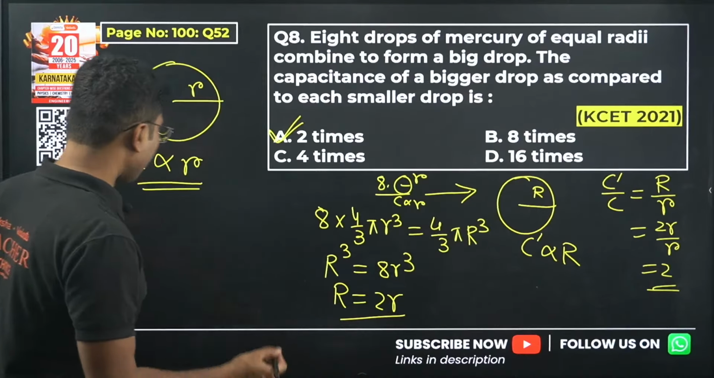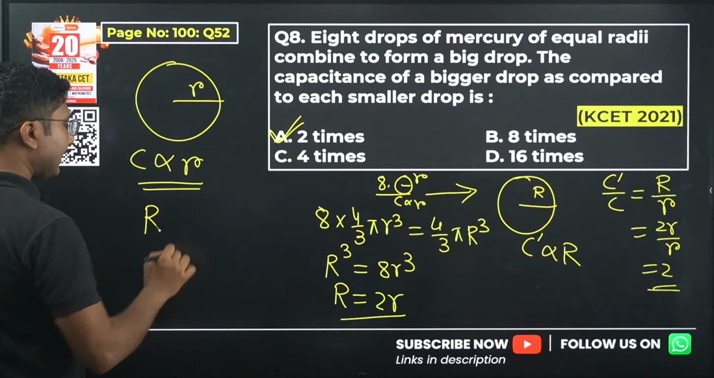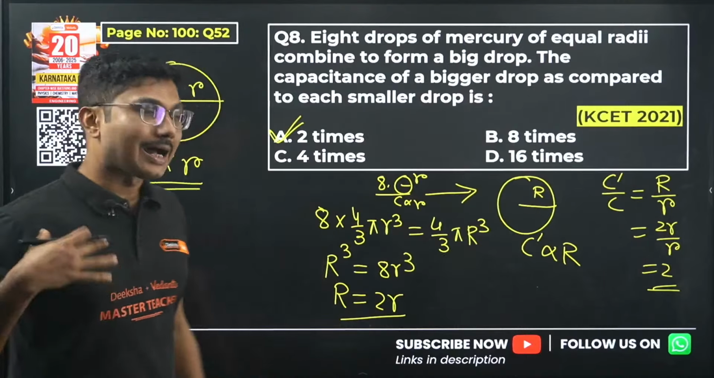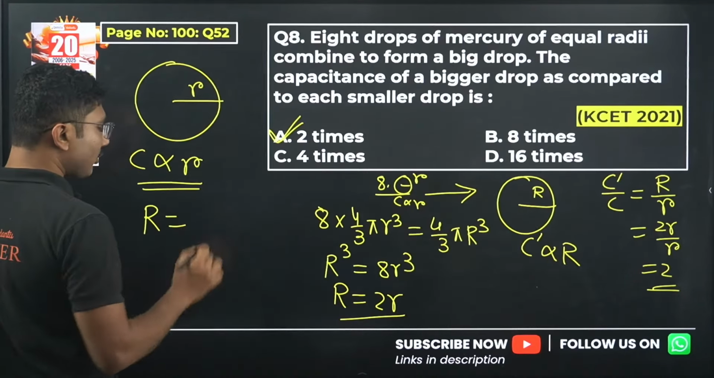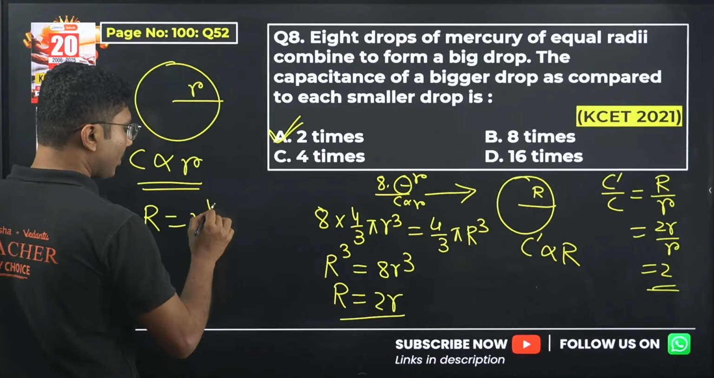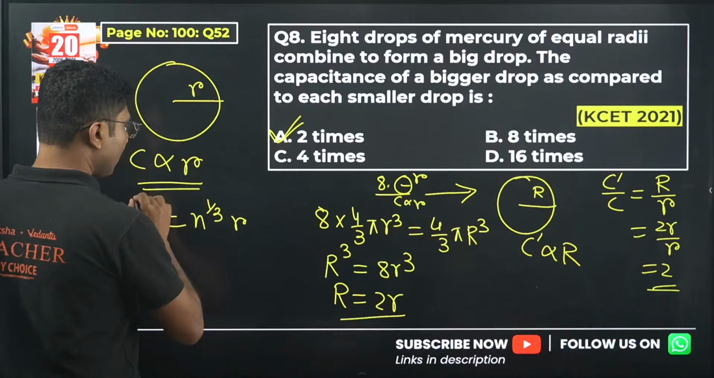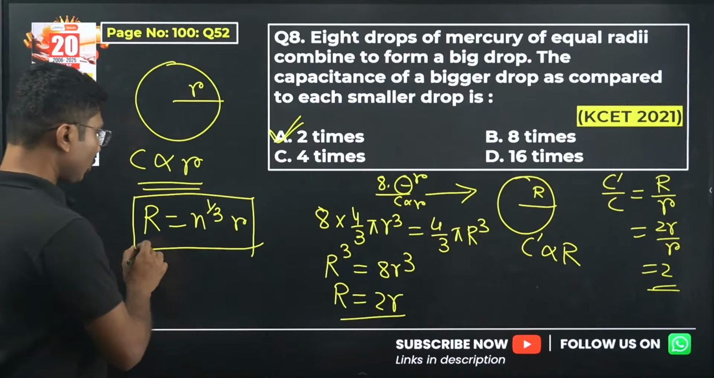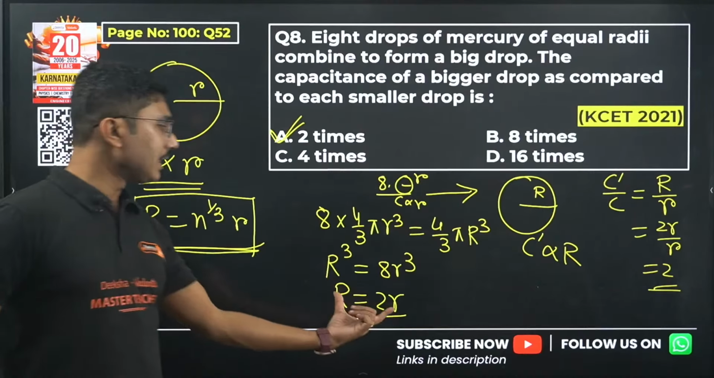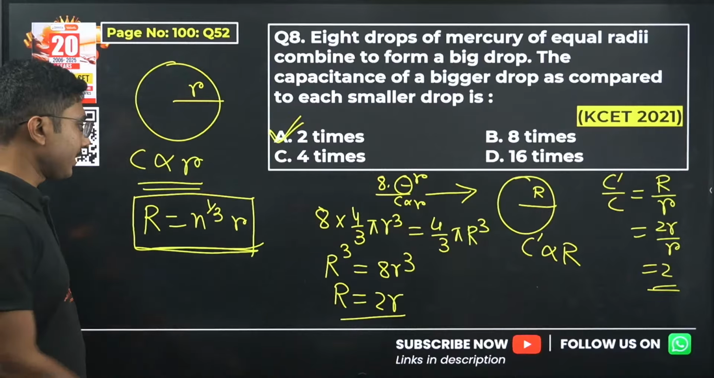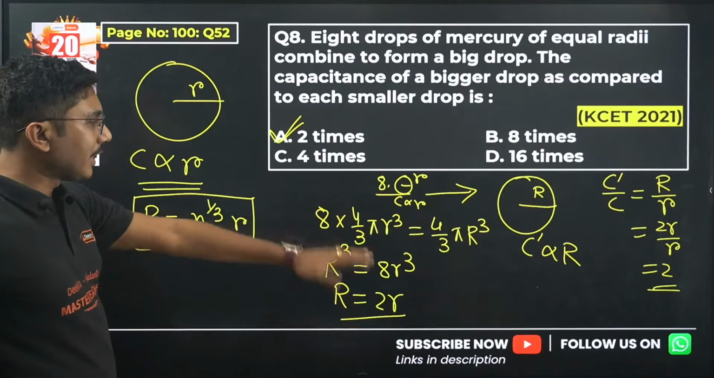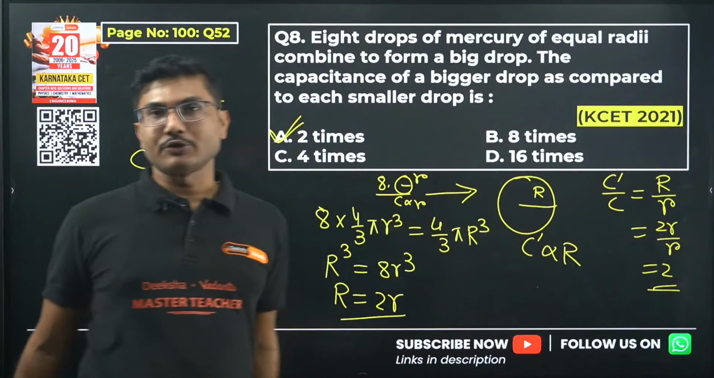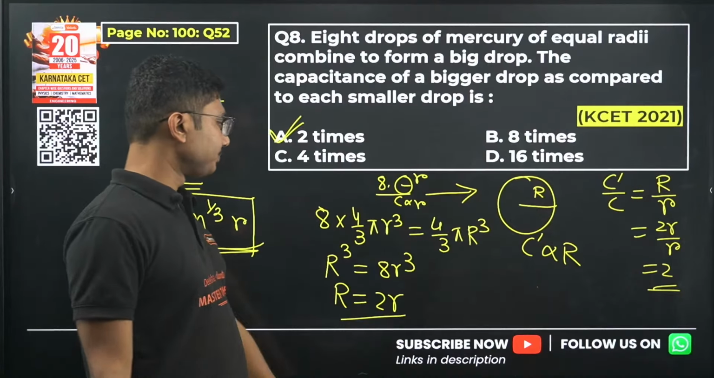Now the shortcut formula is, you have to remember that when multiple spheres are combining to form a larger sphere, the radius formula is n to the power 1/3 into small r. Here n is the number of spheres that you are combining. This is the shortcut formula to calculate the relationship between the two radii. You can put that in and calculate it. If you use this formula, this problem can be solved in less than 20 seconds.